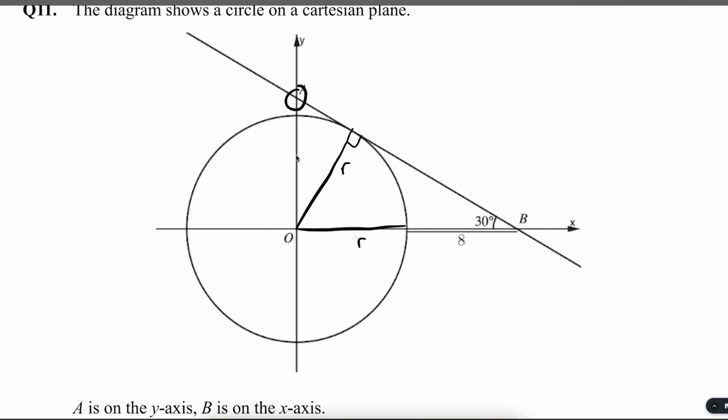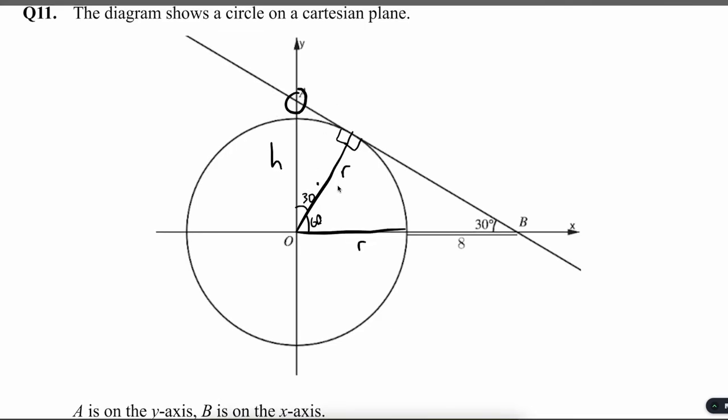We'll call this H, because as soon as we find H, then we've found the point A. This is a right angle here. Once we find R, then we can find H. We know this is 60 degrees, so we know this is 30 degrees. So once we find R, then we can find H. We know this is 60 degrees because this is 30 degrees.